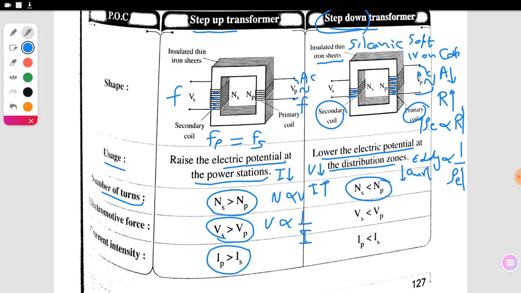The voltage at the primary coil is smaller than the voltage of the secondary coil, and the current intensity of the primary coil is greater than the secondary, or the secondary is smaller than the primary. It is inversely proportional, according to the law of conservation of energy.